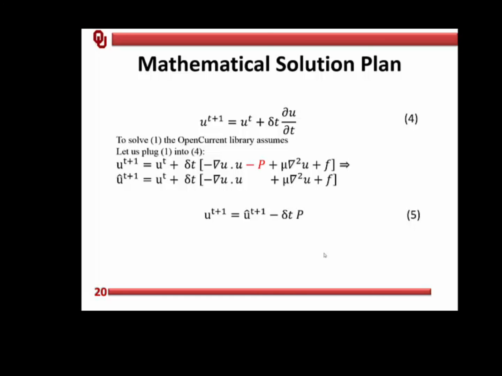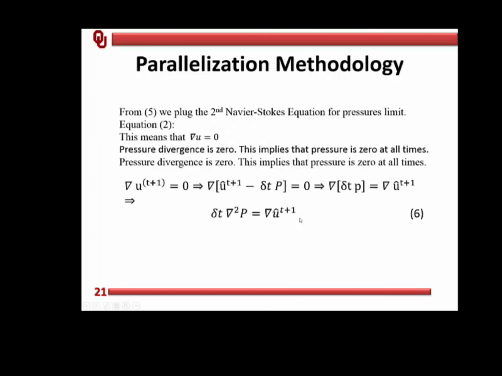Let's plug equation 4 into equation 1, the one we know, and then we will have this term. Now, let's take the pressure term out, and we will have a u hat. That means u at t plus 1 equals u hat minus delta t multiplied by the gradient of p. From equation 5, we can plug in the second Navier-Stokes equation, which is equation 2.